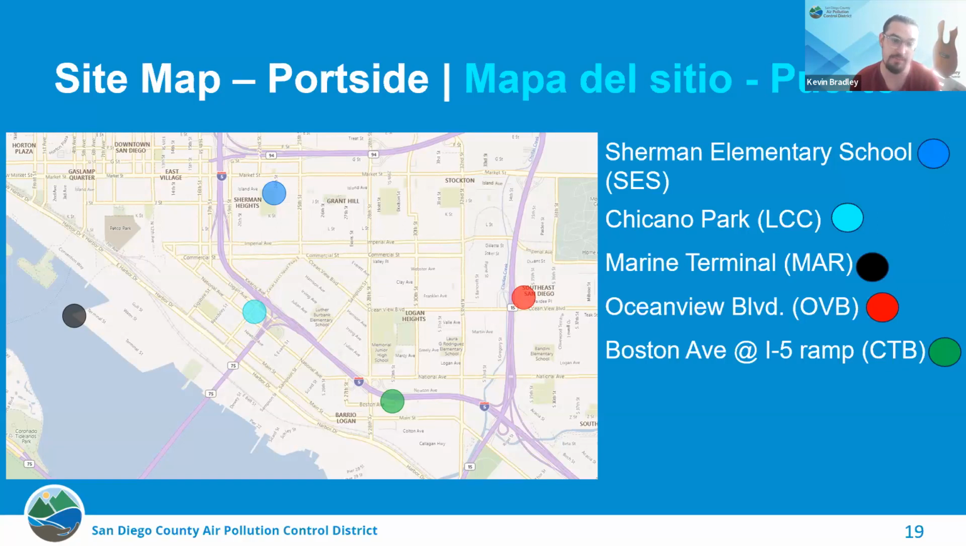But as far as our current operational sites, all the way to the west, right by the water there, the black dot represents the marine terminal. Sherman Elementary School is the darker blue dot. The light blue dot is Chicano Park. That LCC abbreviation is kind of weird. It's because it's on the corner of Logan and Cesar Chavez Parkway. And then the green dot is for our Boston Avenue site, which is at a Caltrans facility, hence the CTB abbreviation. And finally, our most inland site right off the 15 is our Ocean View Boulevard site. And that's the red dot.